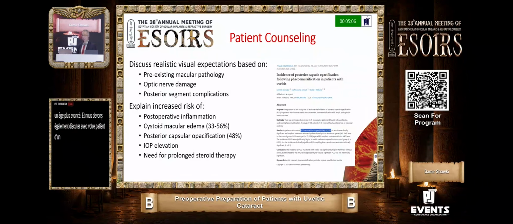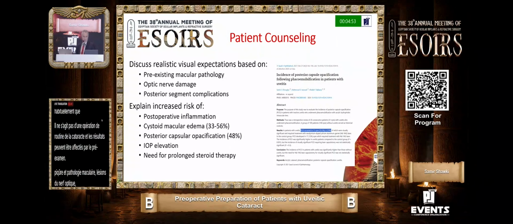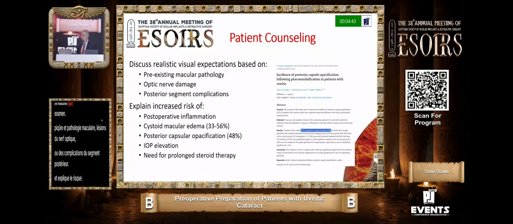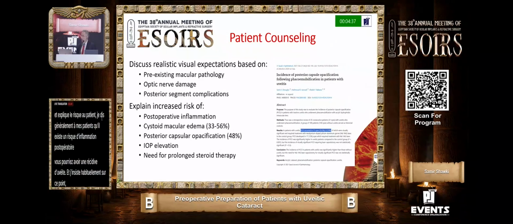You have to tell them usually that this is not a routine cataract surgery, and the results can be affected by pre-existing macular pathology, optic nerve damage, or posterior segment complications. And explain the risk to the patient. I usually tell my patients that there is a risk of post-operative inflammation. You may have recurrence of uveitis, and I usually stress on this point. The incidence of cystoid macular edema is also higher in these patients, and the patients should be aware of this.